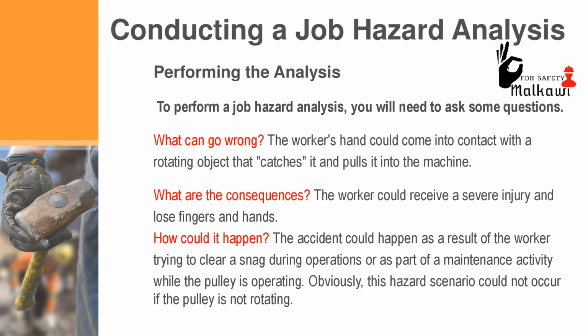Performing the analysis. To perform a job hazard analysis, you will need to ask some questions. What can go wrong? The worker's hand could come into contact with a rotating object that catches it and pulls it into the machine. What are the consequences? The worker could receive a severe injury and lose fingers and hands. How could it happen? The accident could happen as a result of the worker trying to clear a snag during operations, or as part of a maintenance activity while the pulley is operating. Obviously, this hazard scenario could not occur if the pulley is not rotating.